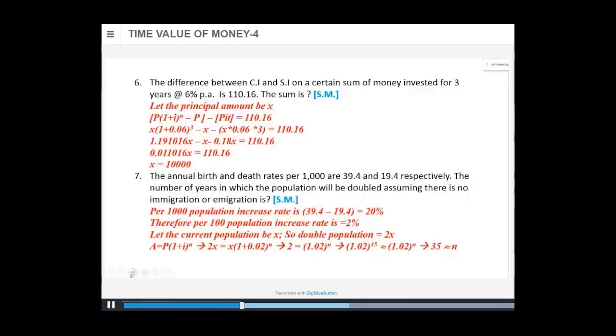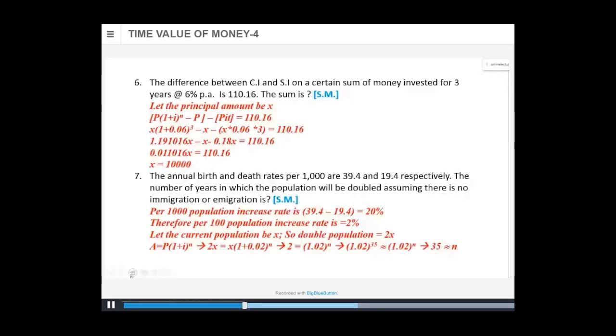But 1.999 came, so is it 2? Let me check what it comes to. 1.02 into... let me check, just wait. 35 times, then that becomes 2.03. Check what is in the options, it is also near about, it will be slightly more than double.